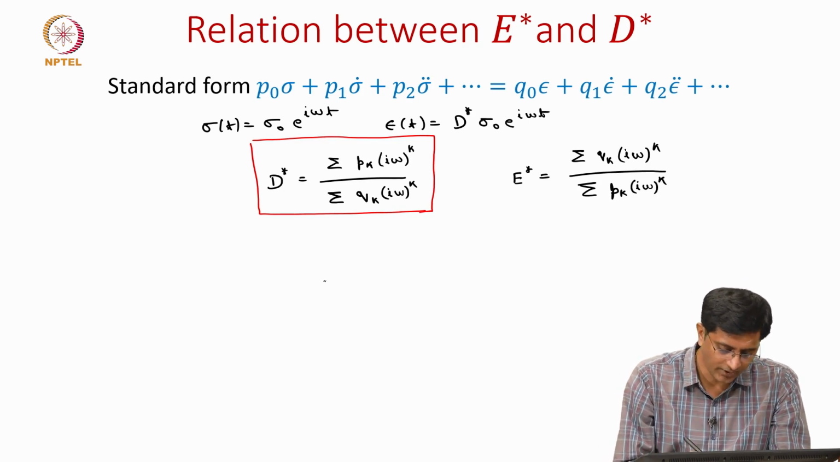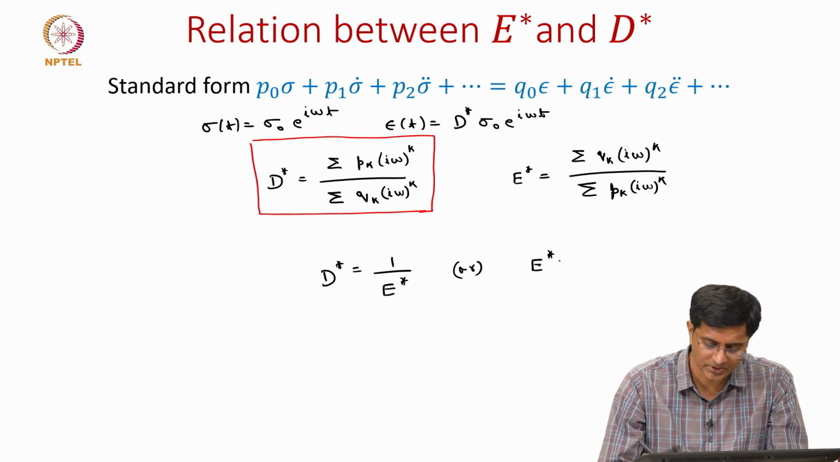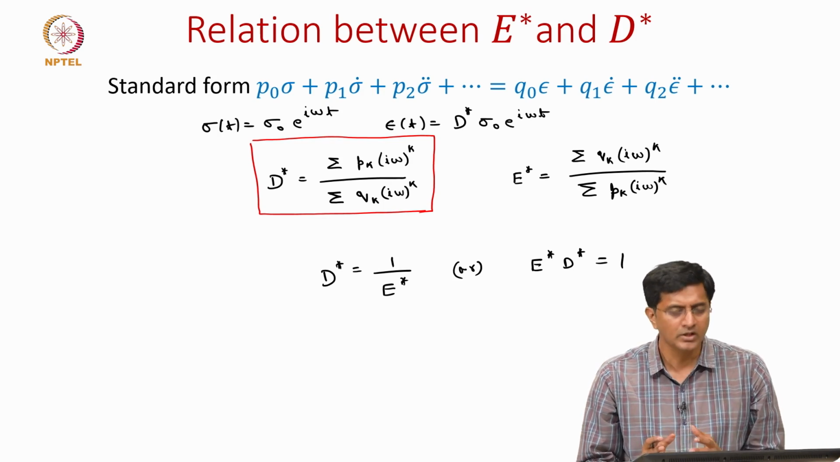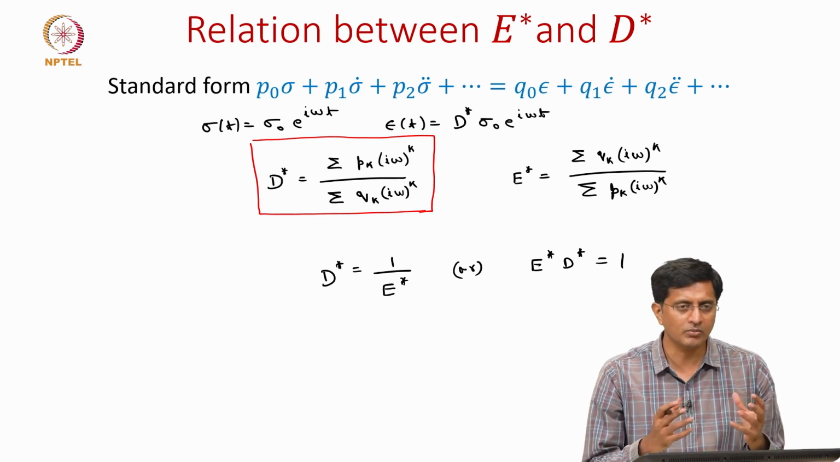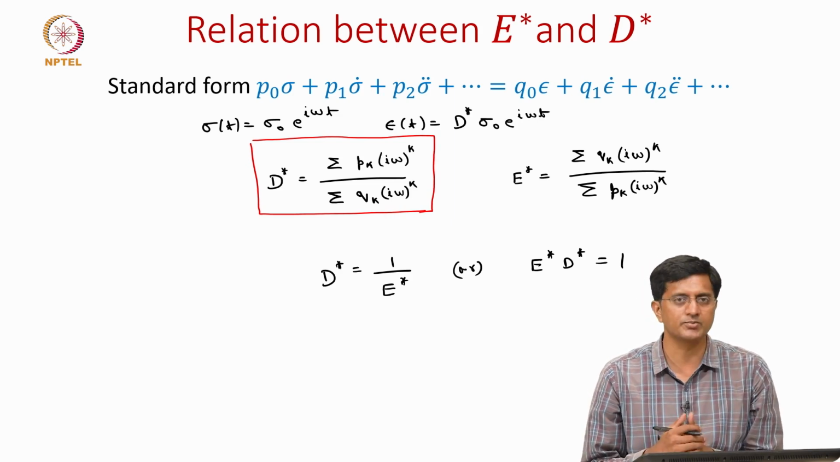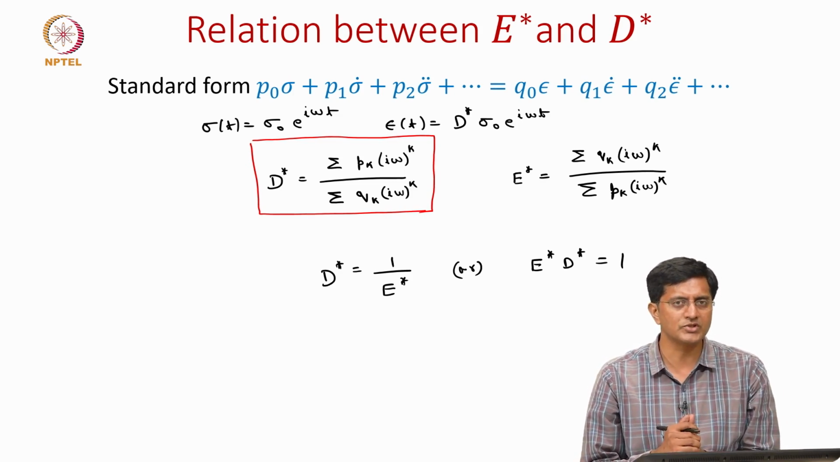So, in fact, we can write that D star is 1 by E star, or the same thing can be written as E star times D star equals 1. So, this is an important observation, because later we will see it allows us to go from the complex modulus to the complex compliance easily, because we know the expression relating both of them. So, now let us see how this approach can be applied to solve a simple problem.